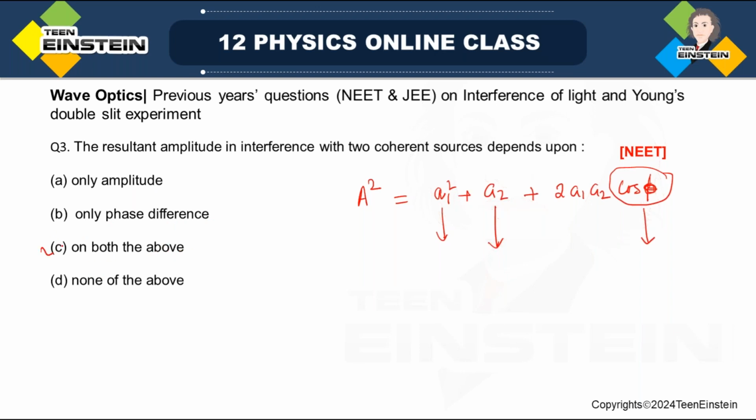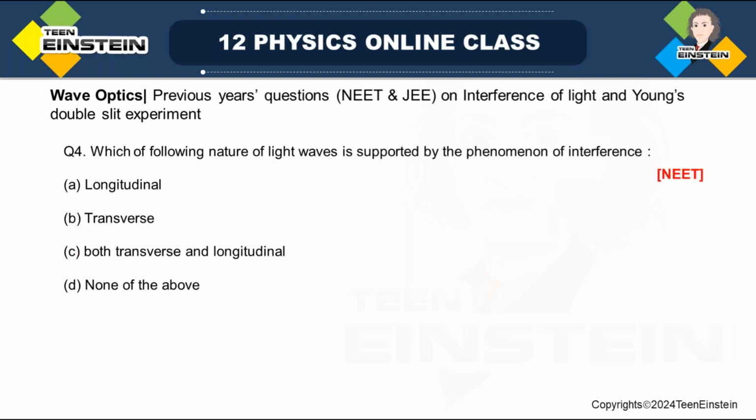Both of the above. This is correct, actually C is correct. Both amplitude. So the resultant amplitude in interference depends on both amplitude and phase difference between the waves. Okay, let us go to the next problem.